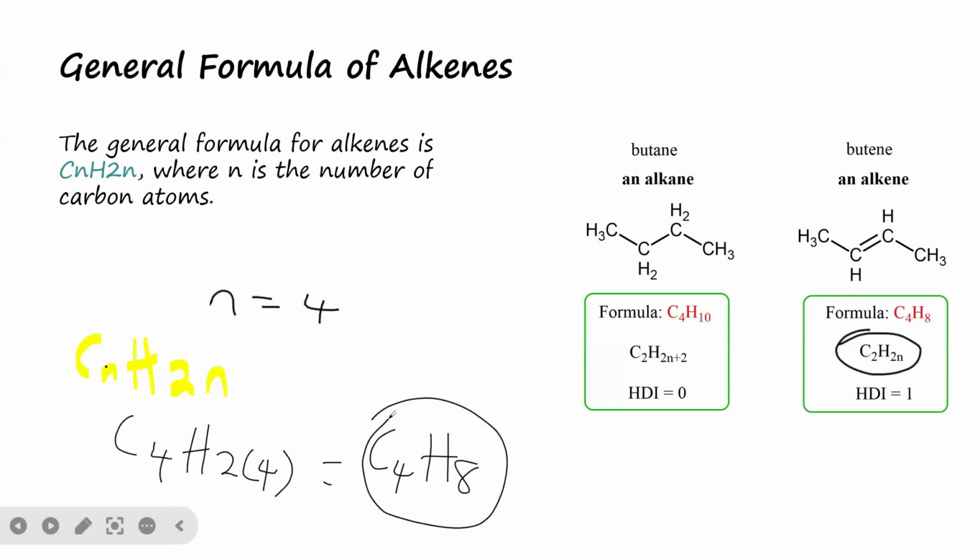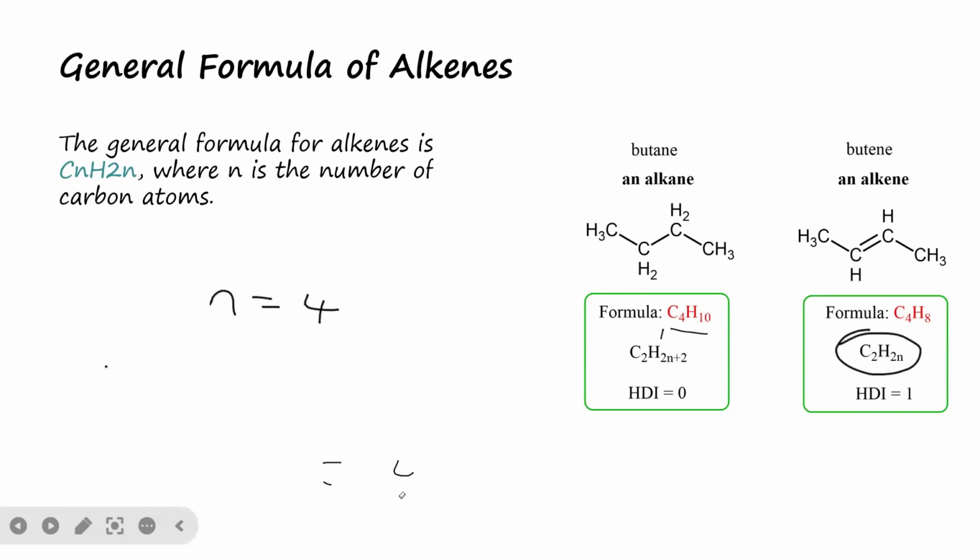As we can see from here, ladies and gentlemen, this is of course butane, and this is the corresponding alkene, which is butene. Between alkene and alkane, the difference is that there is a deficiency of 2 hydrogen atoms in butene. That tells you that the number of hydrogen atoms in an alkene is fewer than the number of hydrogen atoms found in the corresponding alkane. So that is actually the formula.